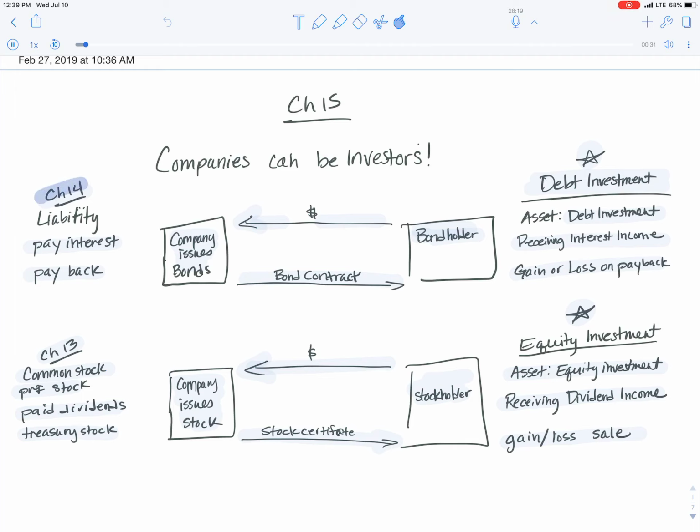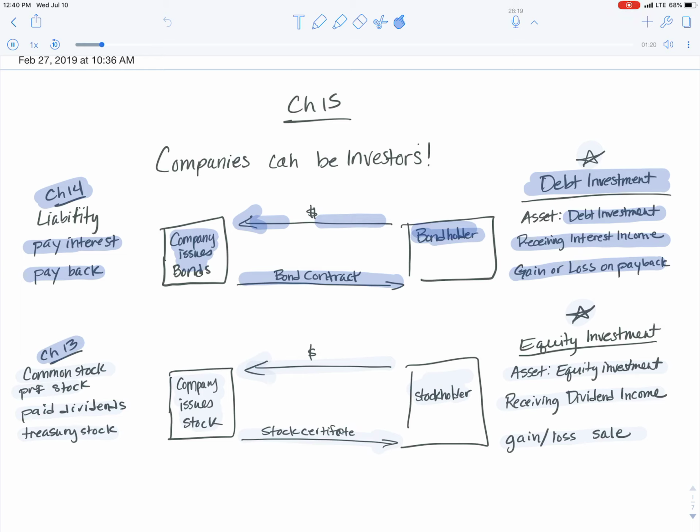So in Chapter 14 we talked about notes payable and bonds payable. We pay interest as a company, and then we have to pay this back. We pay our creditors back. The company can issue a bond, we give the bondholder a contract, and the bondholder gives us money. Well, on the company side, a company can actually be a bondholder. So in this situation, the company would be buying the debt of other companies. When we buy a debt investment, this is an asset, and we will be the ones receiving the income, and then when it's paid back, we'll have a gain or a loss.